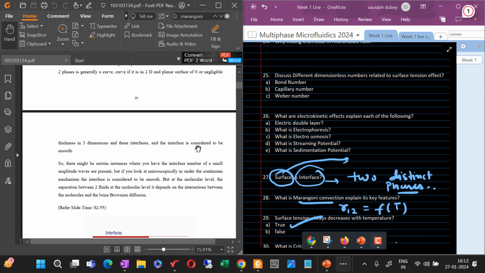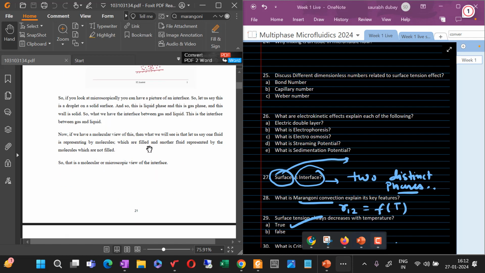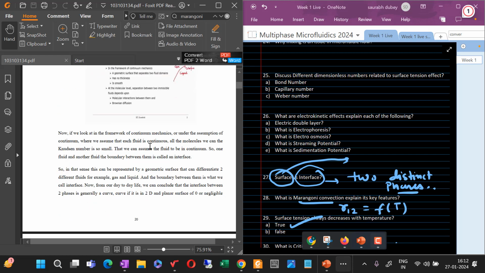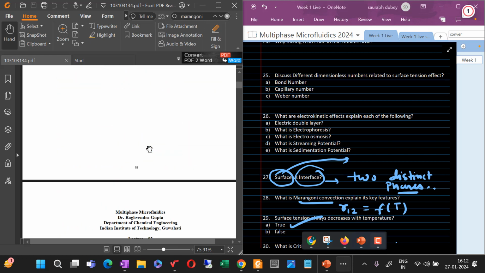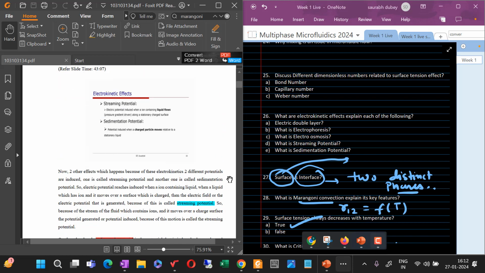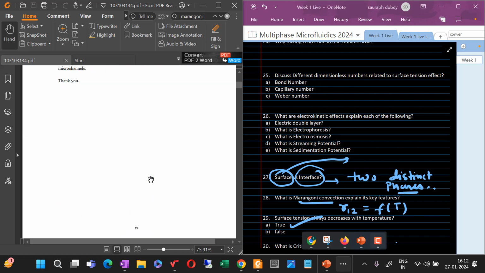You see, the interface is the macroscopic view, and the interface in the microscopic view. So two distinct phases are there, and if there is the same fluid and one is vapor, one is liquid, then also there will be an interface. So here, in lecture number one, you are having these electrokinetic effects.